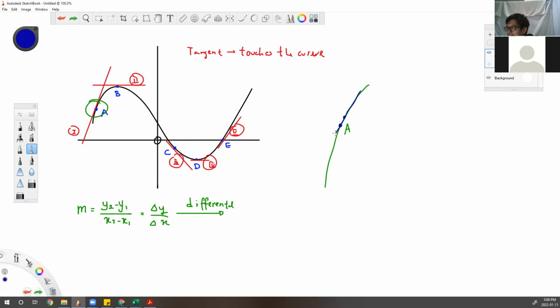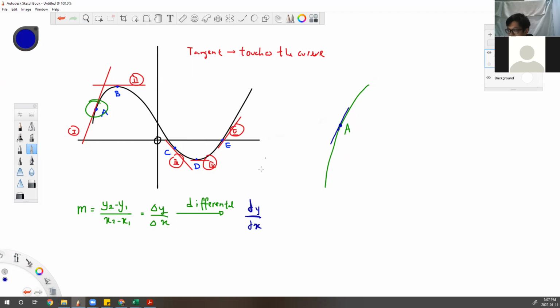But again, I'm asking, is the gradient specific? No. You have to make it nearer, nearer, nearer. The nearer the two points, the more specific it is. Okay. So the differential will be dy dx. This is not division. I want to make sure about this. This is only the notation, dy dx.